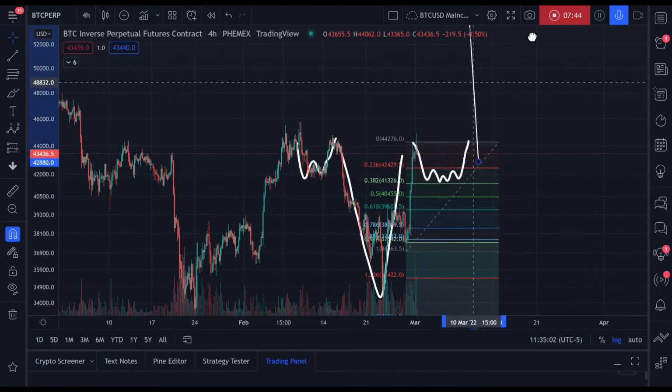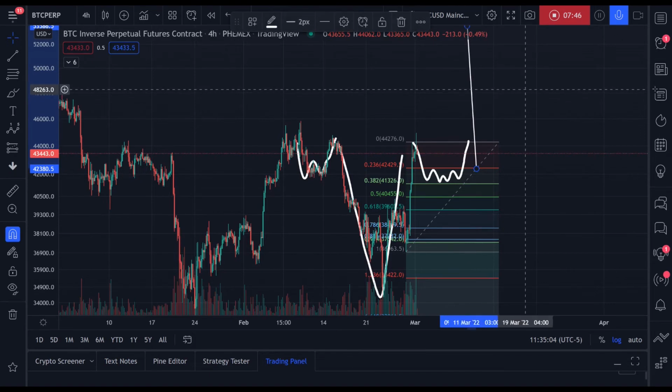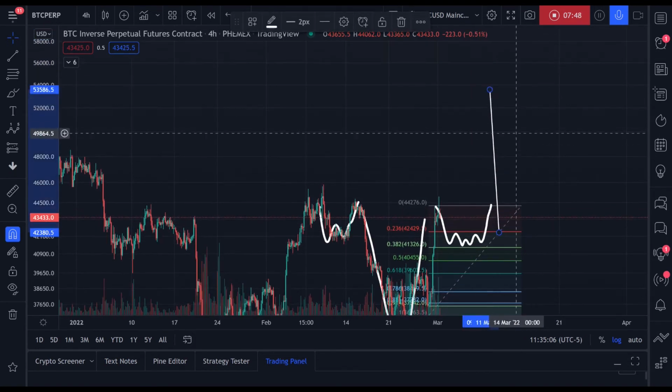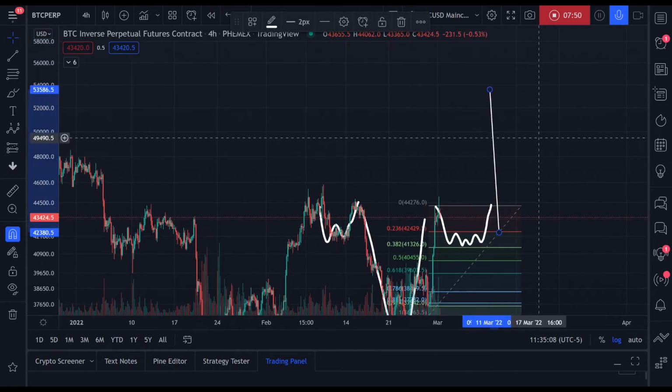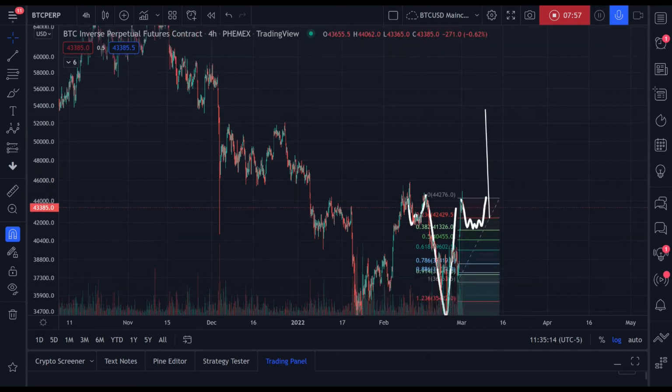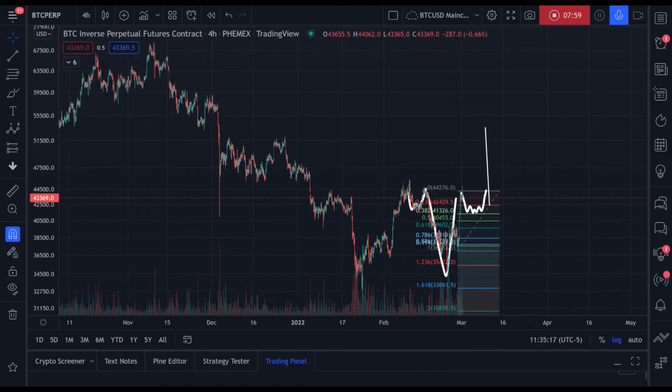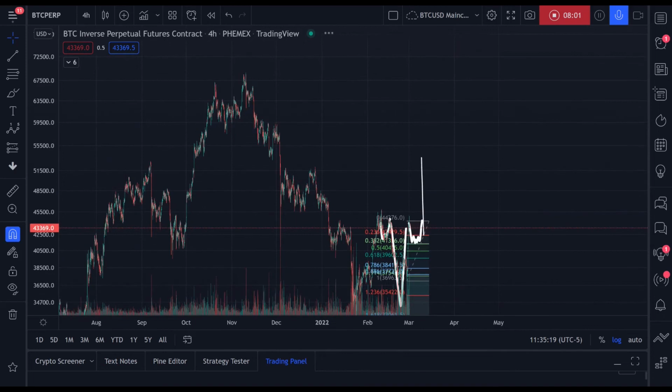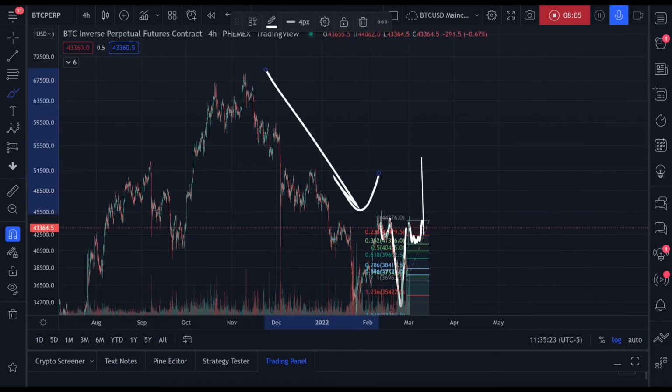But let's say that the neckline is down here somewhere. That target is about 53.5, okay? It is within the realm of possibility. And why do I say that? Because if we look at the larger picture, this downtrend, this 73-day downtrend is an impulse, okay? It's not to be ignored.